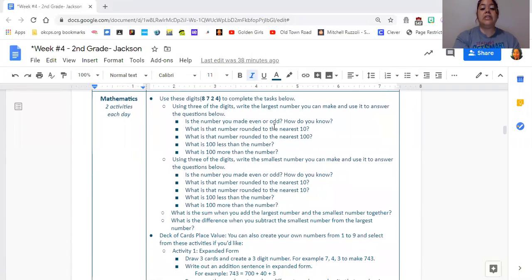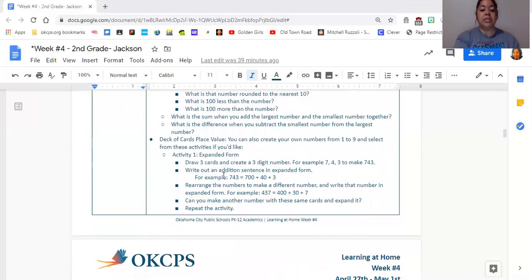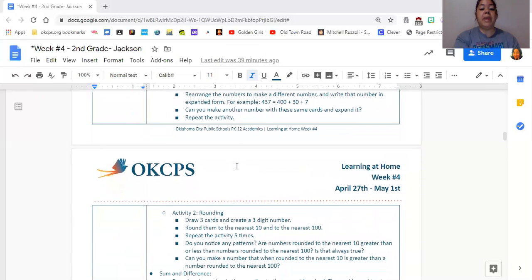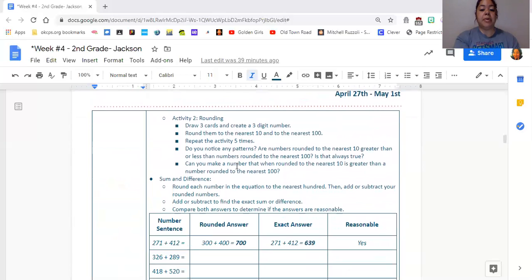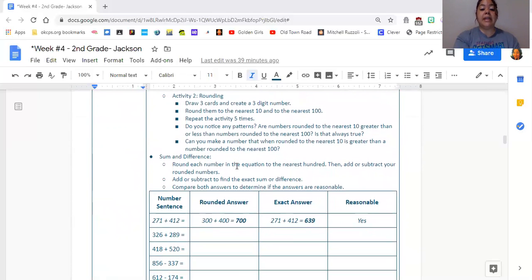There are 2 activities each day. You're going to use the same activity from last week where you have 4 digits. You're going to make your own 3-digit number, the largest number you can make or the smallest number you can make, and answer those questions and do those activities. Using a deck of cards this week, you're going to work on place value, standard form and expanded form, rearranging numbers in a deck of cards to make those 3-digit numbers. Also, you can use those same cards and numbers to do rounding activities.